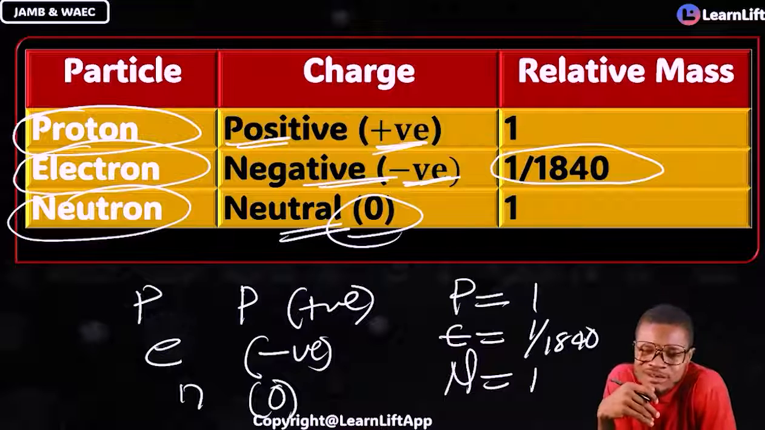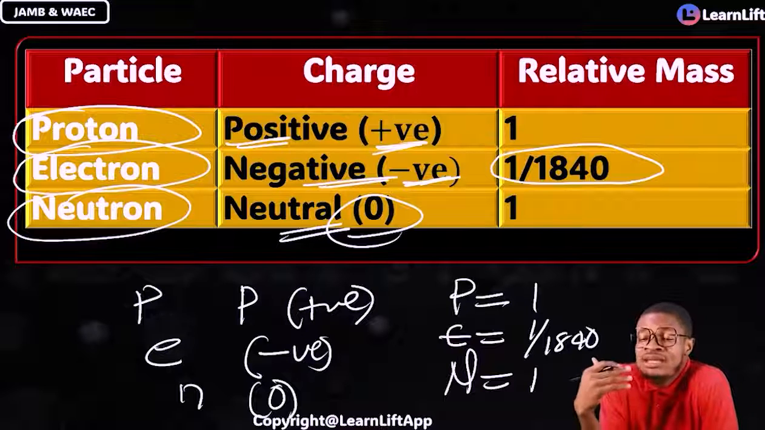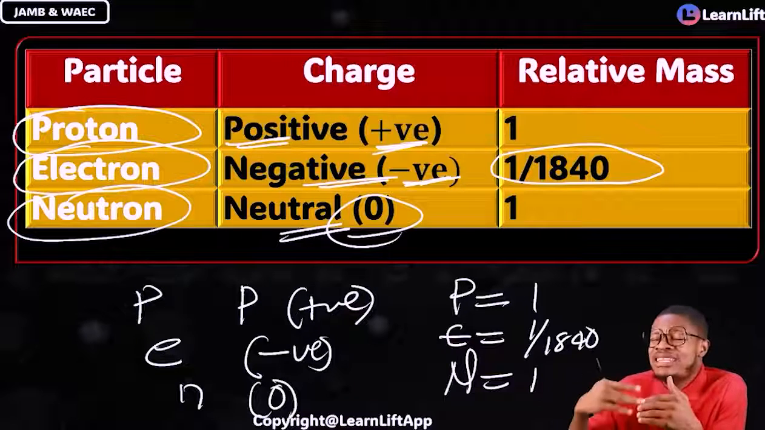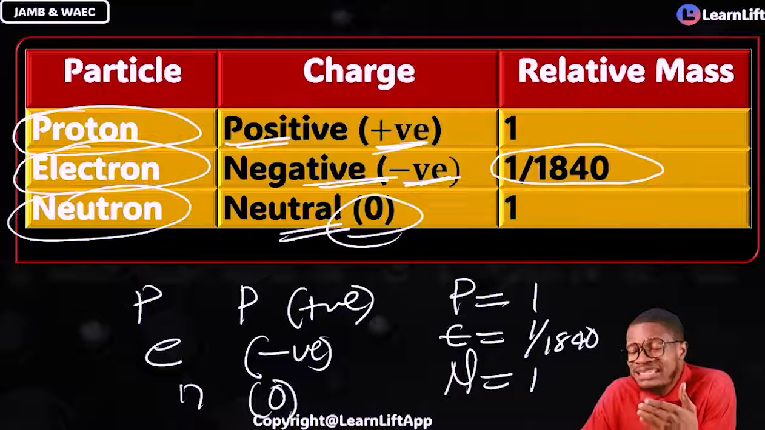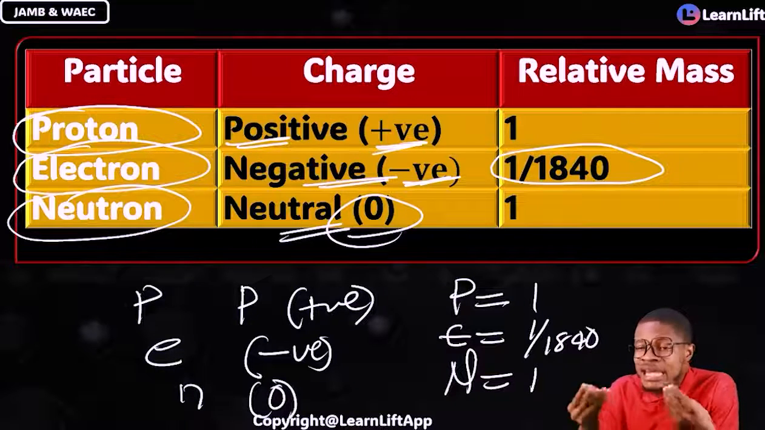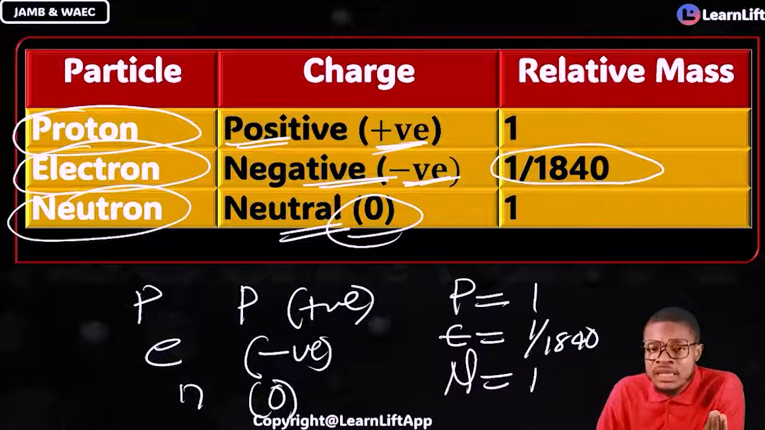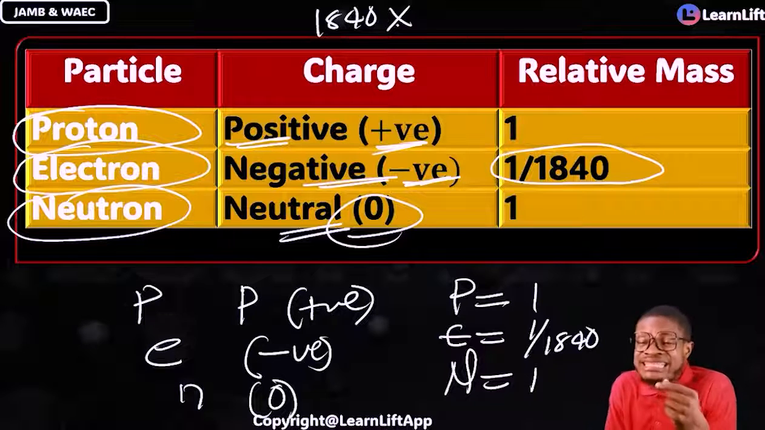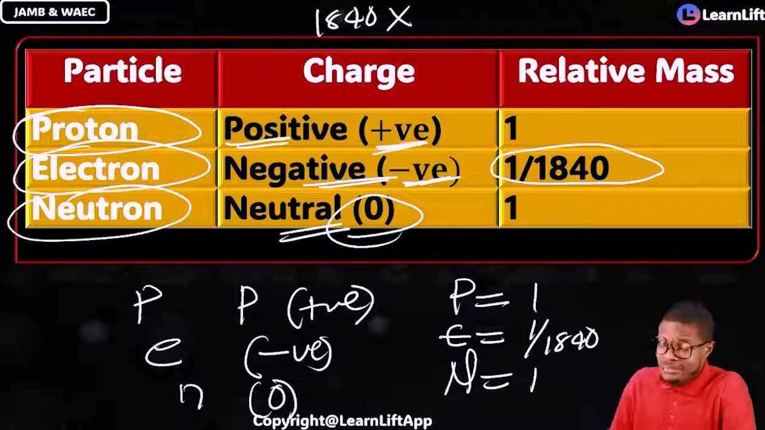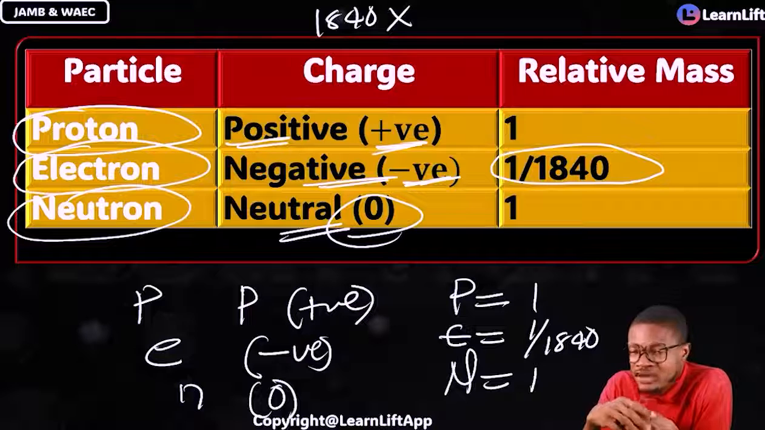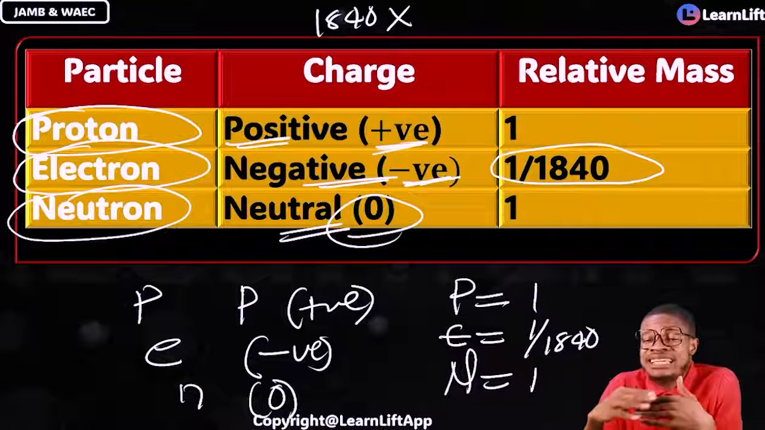Now, this is something you must hold tight. In other words, your protons and your electrons, which one will have higher mass? The one that has the higher mass is your protons. The mass of electrons is negligible. It is 1 divided by 1840. So it's that small and negligible. In other words, you can even say your proton is 1840 times the mass of an electron. That's why we say that electrons are negligible.